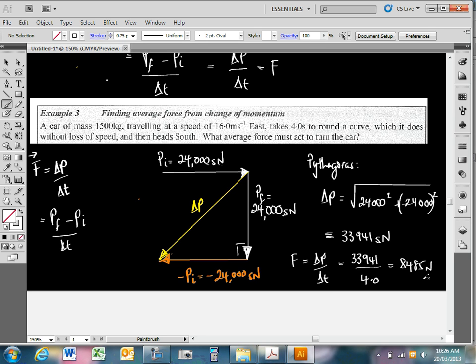Newtons, thank you. Don't forget your units. And don't forget that force is a vector. It needs a direction as well. And we've drawn it, so that's southwest. We can say southwest because we were talking east and south before. I'll just put SW there.